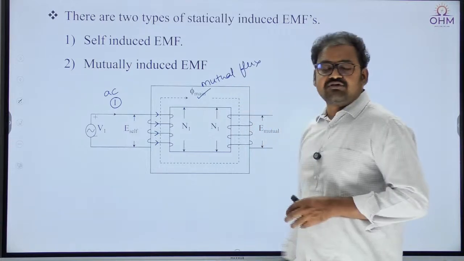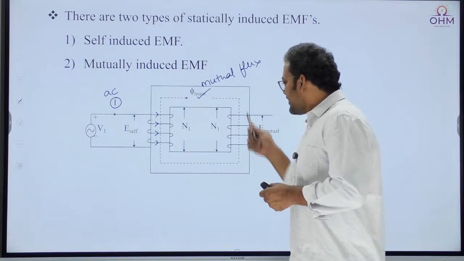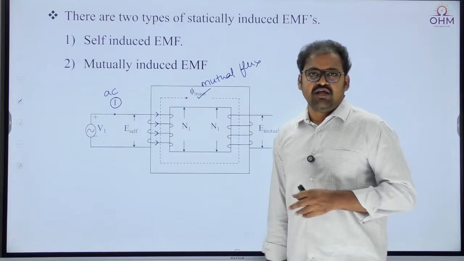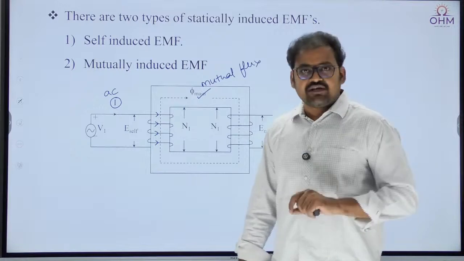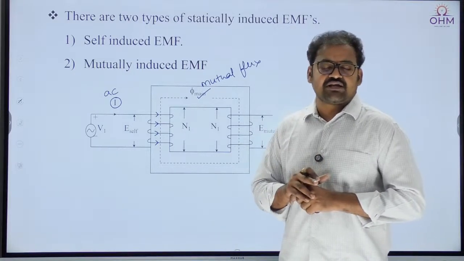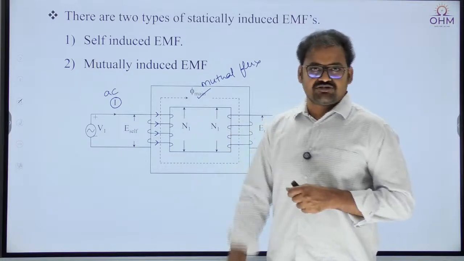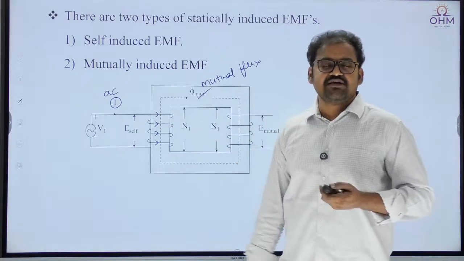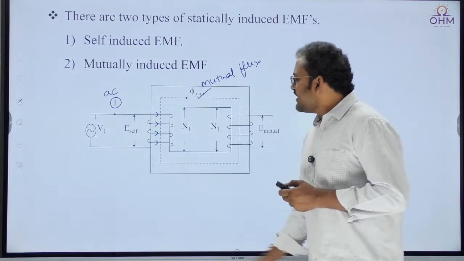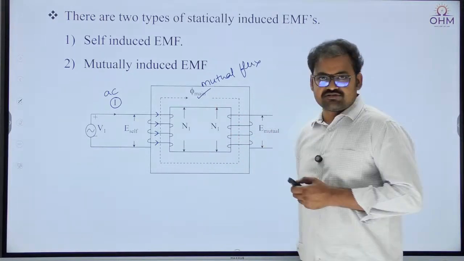We can also call it mutual flux. Why is the word mutual flux used? Because this flux is linking both primary as well as secondary. But strictly speaking, in practical transformers, the entire flux will not link both primary and secondary. Some amount of flux will be lost due to leakage. We will see later what leakage flux is. But right now the flux is linking both primary and secondary, therefore it is a mutual flux.